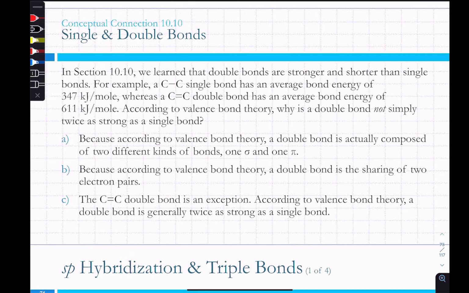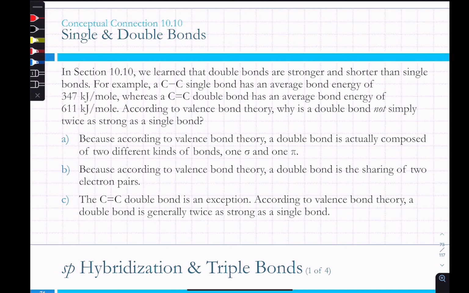So it's a little bit less than twice as strong. It is indeed A. So the sigma bond is stronger than the pi bond. So since pi bonds are weaker, it's not going to simply be double because we're not forming two sigma bonds. We're not forming two equivalent bonds. We have one strong bond and one weaker bond.